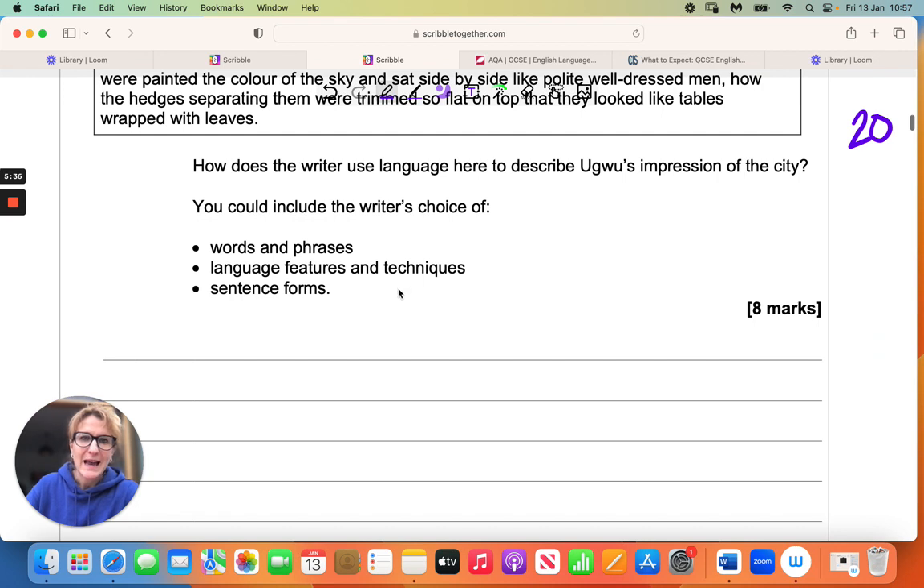Now, these things here, you could include the writer's choice of words and phrases, language features and techniques, sentence forms. That's great. But if you're confident in what to expect for question 2, you don't need to pay much attention to this. Essentially, it wants you to analyze language connected to a question.